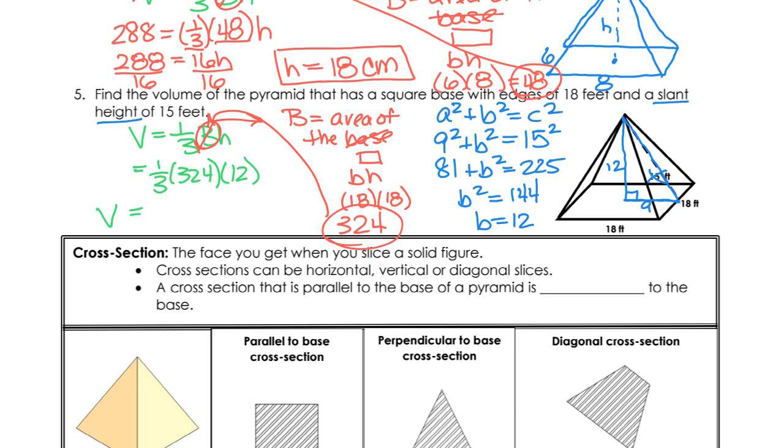All I have to do is type that in, 1/3 times 324 times 12, hit enter, and I end up with 1,296, and we're in feet cubed because it's a volume. And there we go. All right.